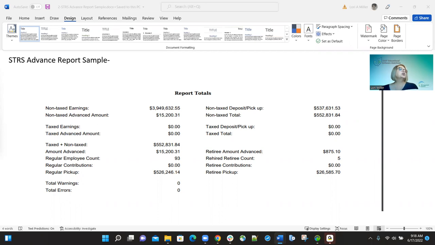So if we need to double check earnings, where would we go look? Actually, we'll talk about that in a second. I think that's the only other question that we had.